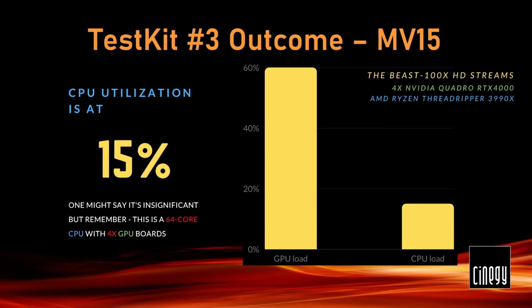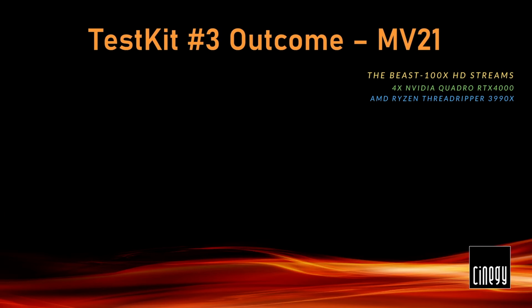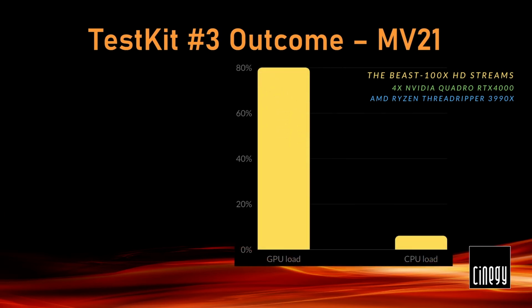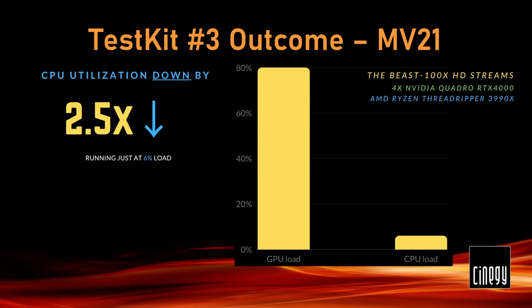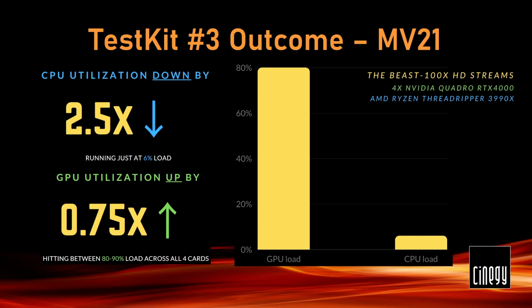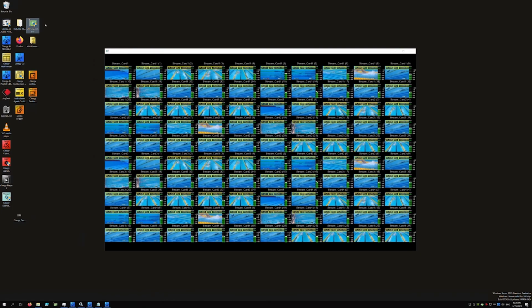Let's see whether we spot any improvement with the same setup running Multiviewer 21. The CPU load dropped down to 6%, while GPUs started working way harder at 80 to 90% each. This resulted in Multiviewer PiPs having pristine quality and no jitter whatsoever. Challenge complete.